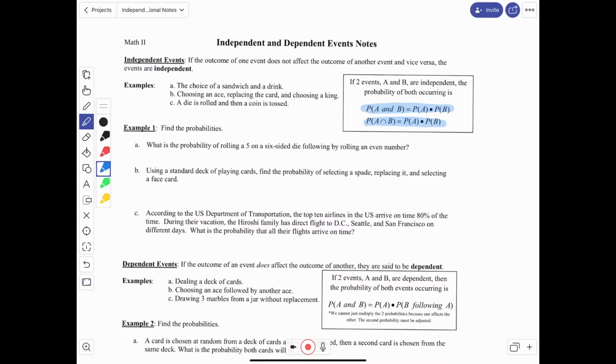So let's do some examples. What is the probability of rolling a 5 on a 6-sided die followed by rolling an even number? So the probability of rolling a 5, well, there's only one 5 on a die, so that would be 1 out of 6, and rolling an even number. Well, there are 3 even numbers. You got 2, 4, and 6, so that would be 3 out of 6. So you would multiply those.